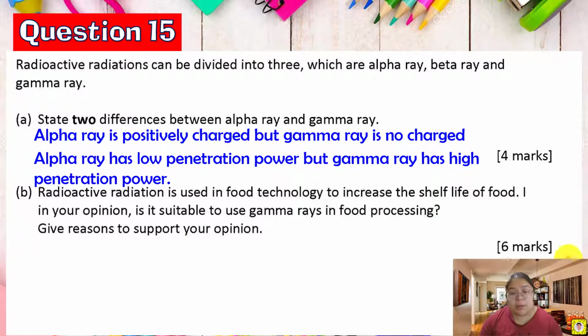It is 6 marks. If you support, you just mention support, and that is 1 mark. That means you need to give 5 more reasons to support your opinion. So this one, you need to memorize. Okay, let's check how to answer this kind of question.